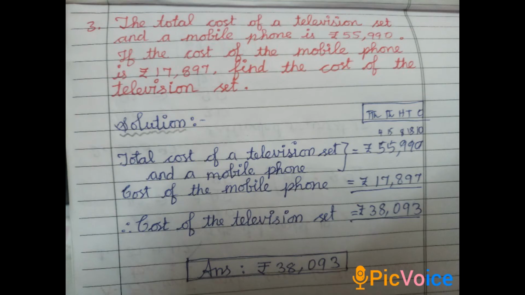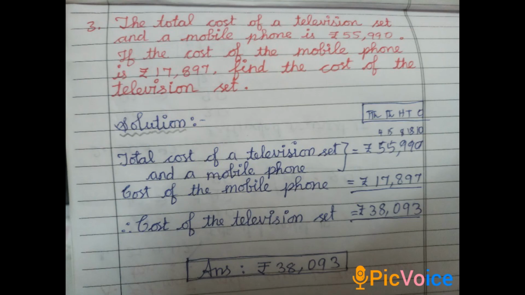The first sentence is: total cost of a television set and the mobile phone is equal to rupees 55,990. Second sentence: cost of the mobile phone is equal to rupees 17,897. Therefore, the cost of a television set is equal to... do the subtraction from the ones place number. Ones place we have 0 minus 7, not possible. Get the borrow and it becomes 10. 10 minus 7 is 3. Next, tens place we have 8. 8 minus 9 is not possible. Get the borrow, 18. 18 minus 9 is 9.